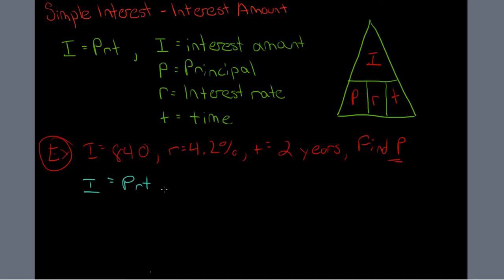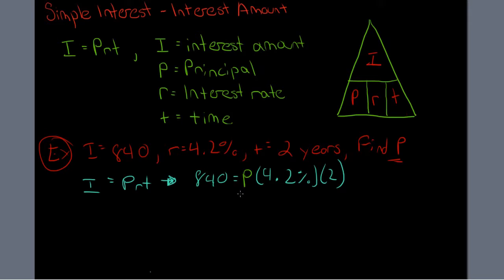Now, how do you isolate? Well, one thing you want to do is group like terms. In this case, if we just fill in our numbers, we'll have 840 is equal to P, which is a variable, times 4.2% times 2. Now, the like terms in this case are the numbers.